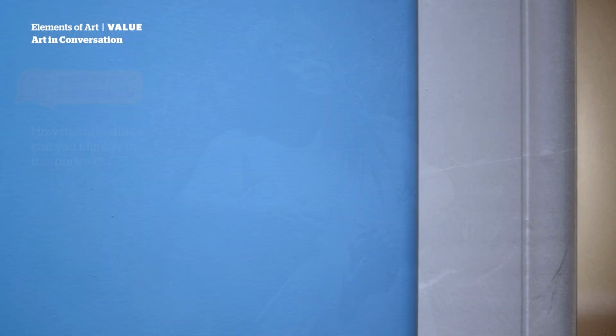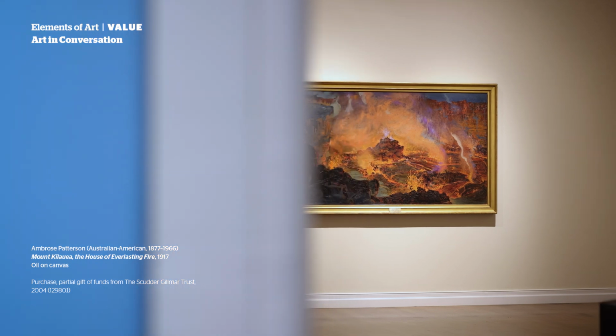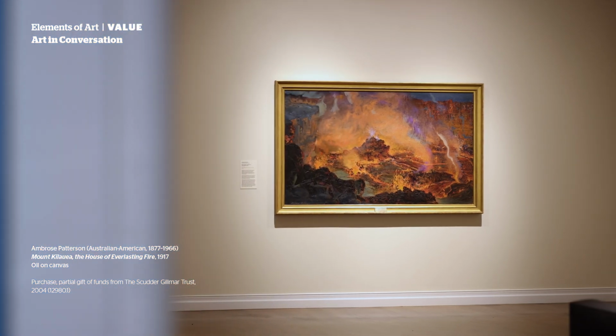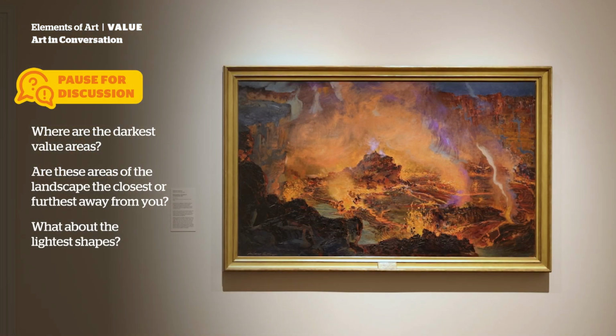The use of value within an artwork can create depth, dimension, and movement. Look closely at Ambrose Patterson's Mount Kilauea, the House of Everlasting Fire. Where are the darkest value areas? Are these areas of the landscape the closest or the furthest away from you?